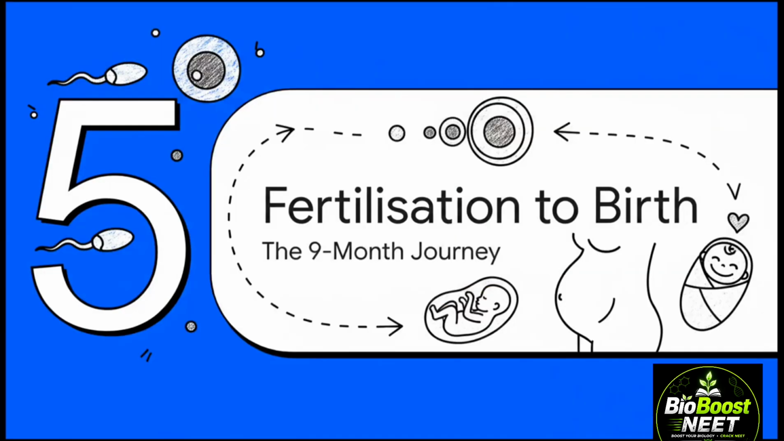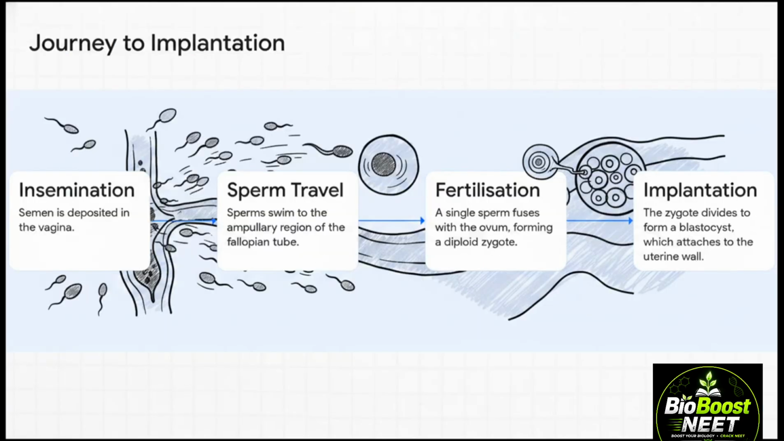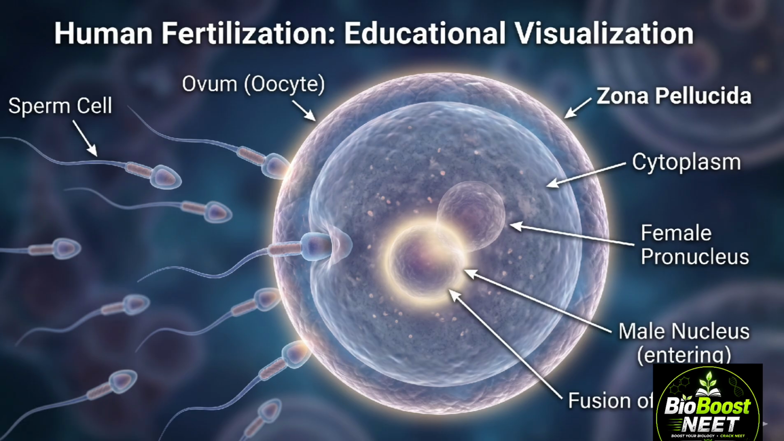So we have the gametes and we understand the cycle. Now for the most incredible part of the story. Let's trace the journey from the moment of conception all the way to the birth of the baby. Okay, so after insemination, it's like a race begins. Millions of sperm swim towards the fallopian tube. Their final destination? A specific place called the ampullary region. This is where fertilization happens.